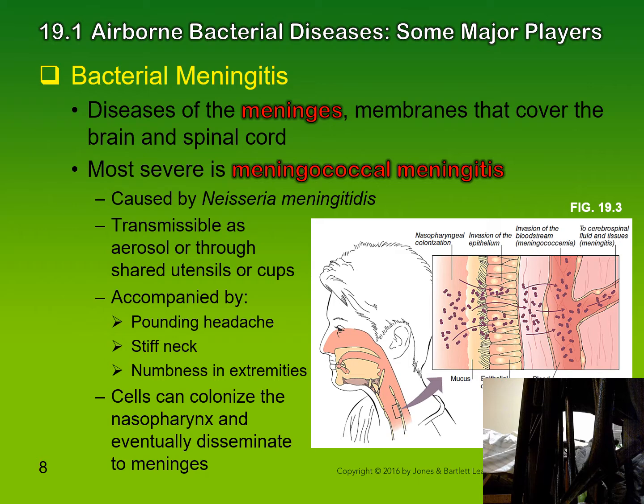And the cells of the nasopharynx can be colonized, and this will eventually disseminate into the meninges. So the nose is your primary place where the bacteria will colonize, but then they'll be able to go into other body tissues.